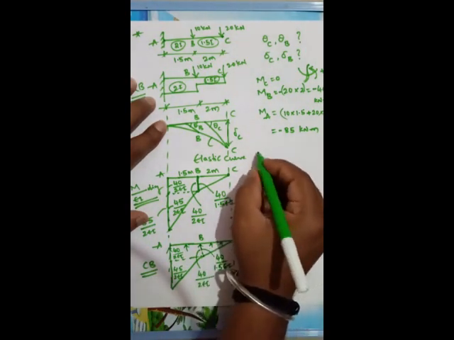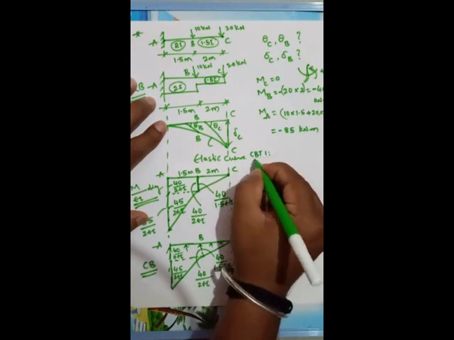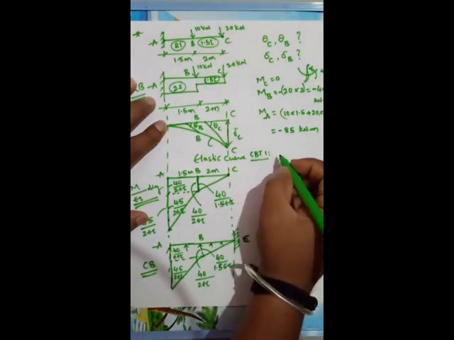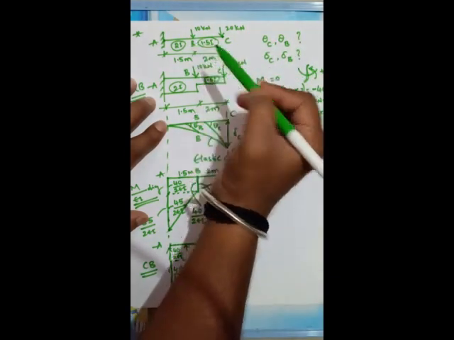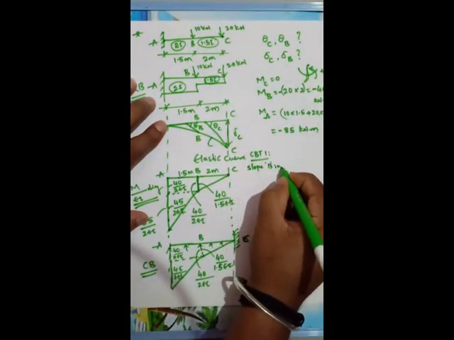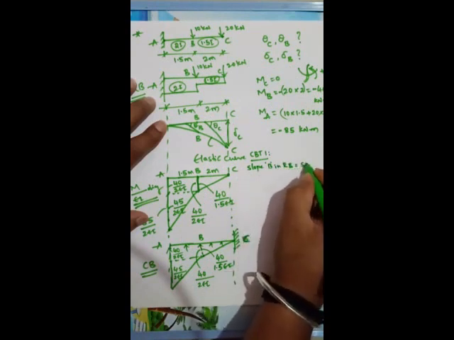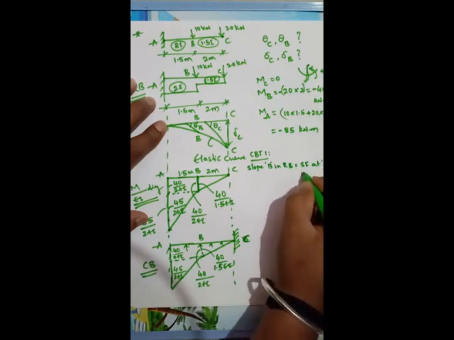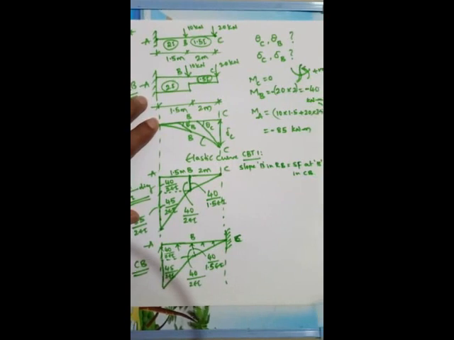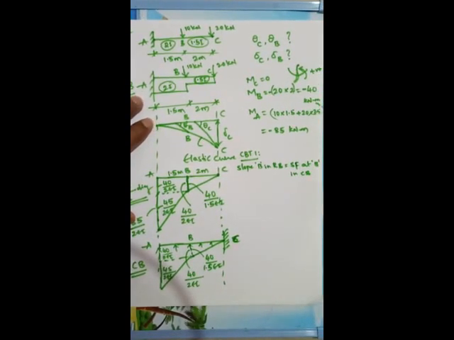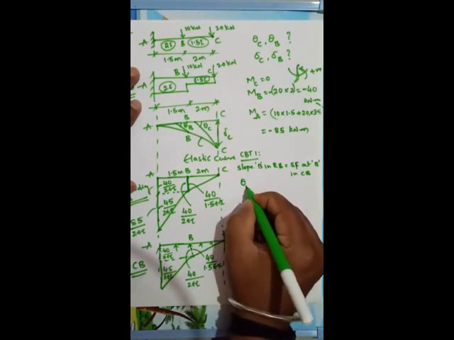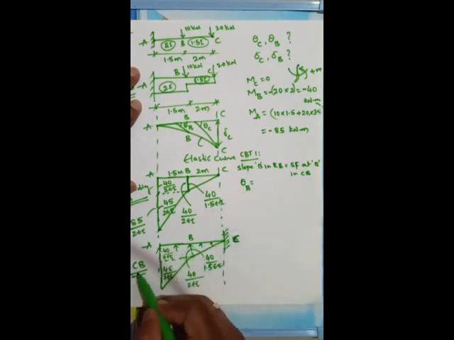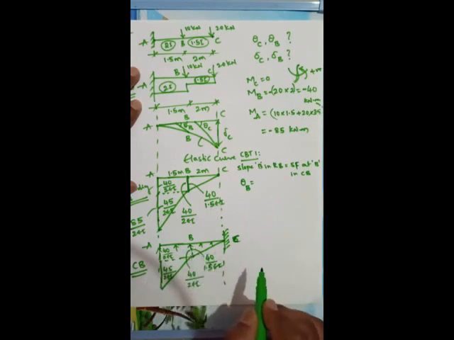According to conjugate beam theorem 1, the slope at any point, here we are finding at B and C, so let us find at B first. Slope at B in the real beam is equal to the shear force at B in the conjugate beam, that is theta B. So what is the shear force at B in the conjugate beam? The shear force is nothing but the total vertical upward or downward load, correct?